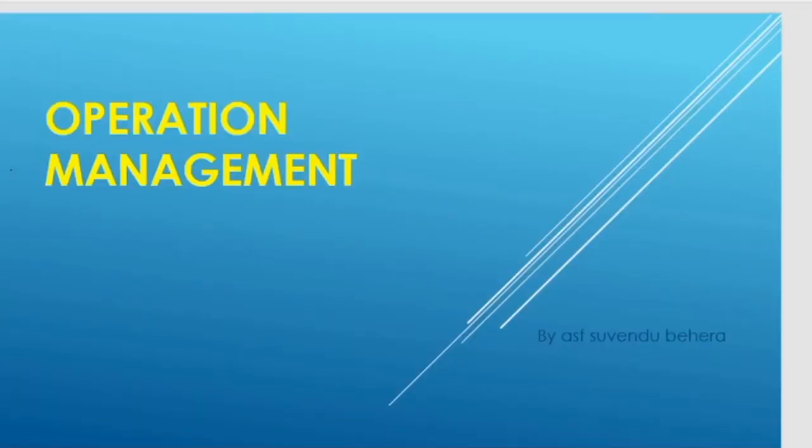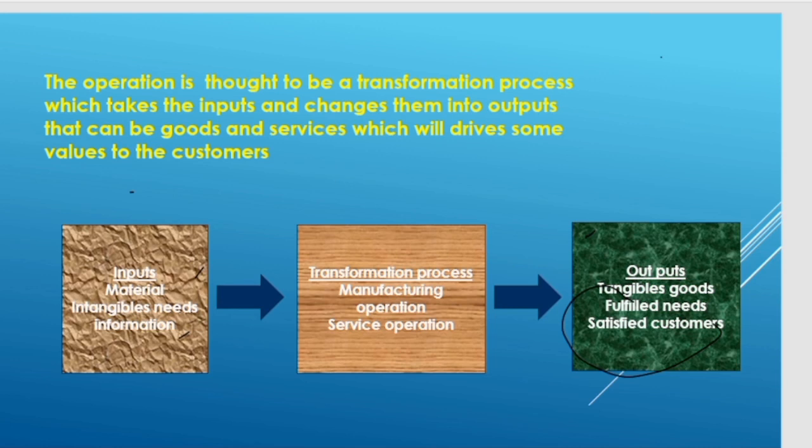Operation management. First of all, we focus on what your operation is all about. The operation is thought to be the transformation process which takes the inputs and changes them into outputs that can be goods and services which will derive some value to the customers. That value ultimately gives you the profit that all production houses focus on.